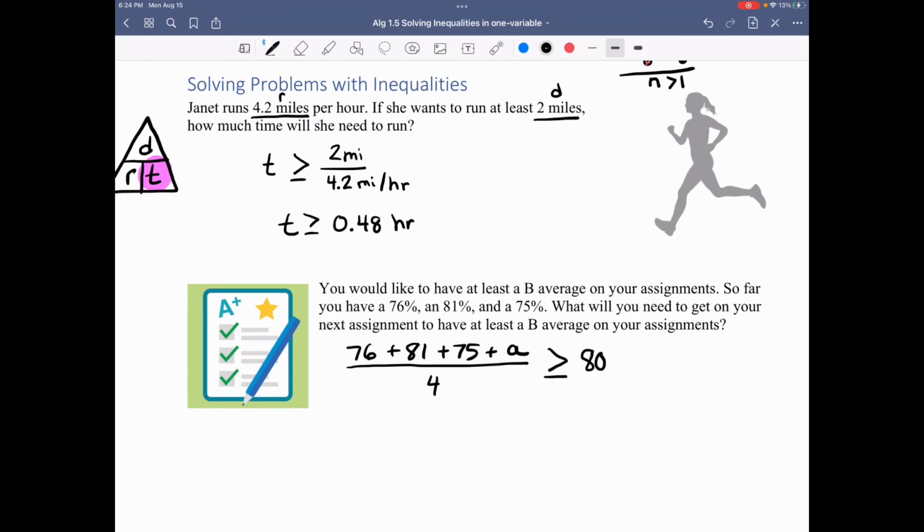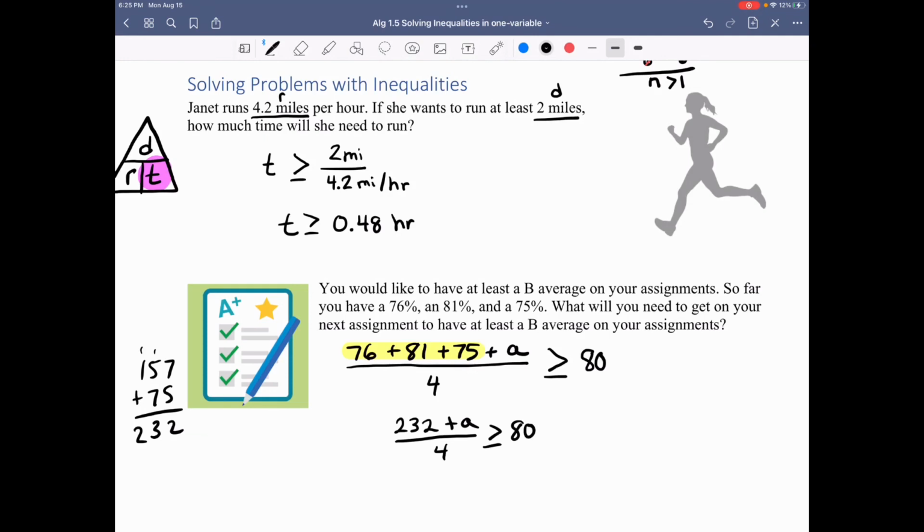Now we're going to add these together to make it a little more simplified. I'm going to collect like terms. 76 plus 81 is 157, and then 157 plus 75 is 232. So if we simplify that highlighted part, we get 232 plus a, divided by 4, is greater than or equal to 80.